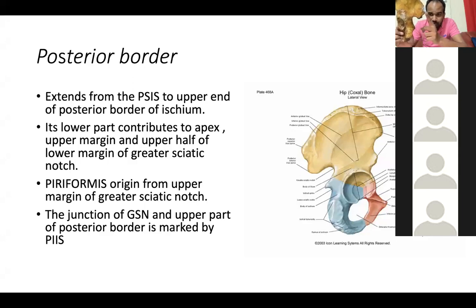So the posterior border extends from the posterior superior iliac spine to the upper posterior border of the ischium. You call this border the posterior border of the ilium. Its lower part contributes to the apex, upper margin, and upper half of the lower margins of the greater sciatic notch. Can you see this notch?